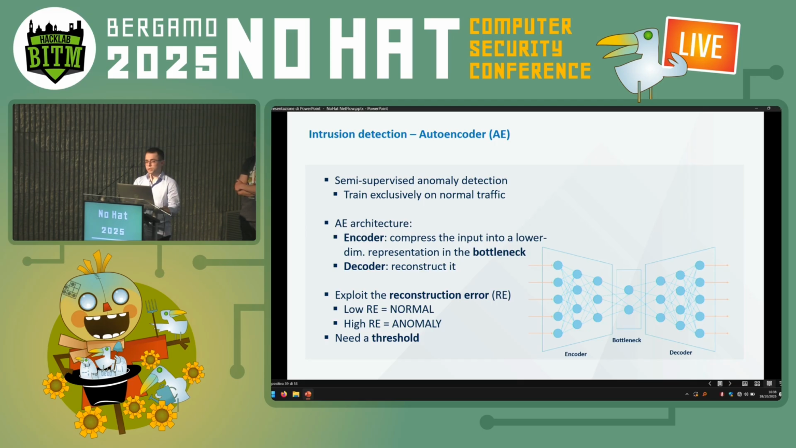So we can exploit the reconstruction error that we get from this process, which is typically computed as the mean squared error, for anomaly detection. Because the autoencoder was trained only on normal traffic, it will be very effective at compressing and reconstructing such traffic. However, it should struggle more with anomalies, since it has never seen them. Of course, to distinguish between low and high reconstruction errors, we need a threshold that we can compute in several ways.